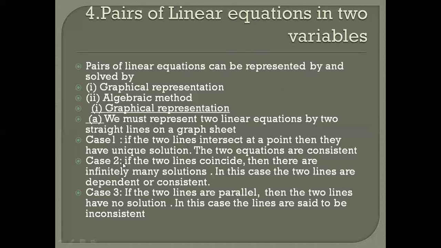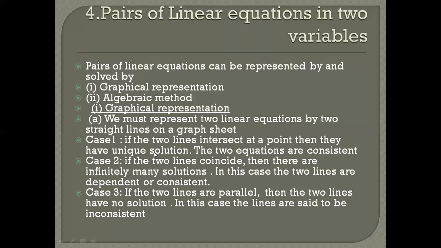The second one, case 2. If the two lines coincide, then there are infinitely many solutions, and in this case, we call the two lines dependent or consistent lines. Here they are consistent and dependent lines, and we call them coincident lines. The first one is intersecting lines.